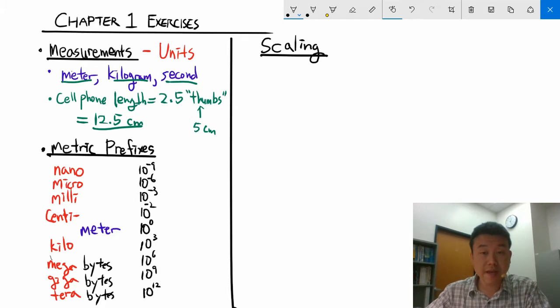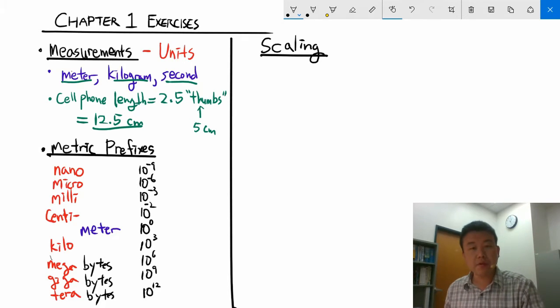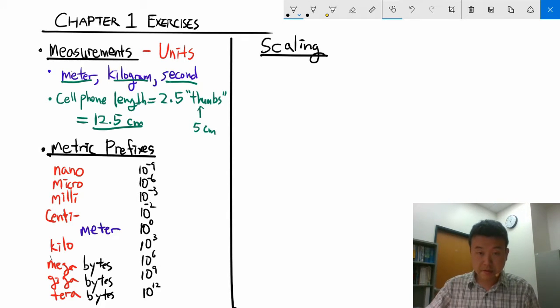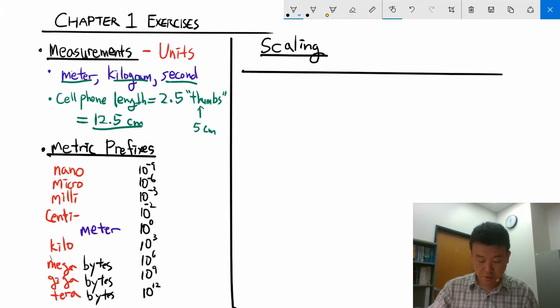Now let's get to scaling. Here's an example of scaling, sort of comparing two different sizes. So I can compare, for example, 1 meter that we've been talking about to a centimeter. So let me draw a drawing of a meter stick. So here's my meter stick.